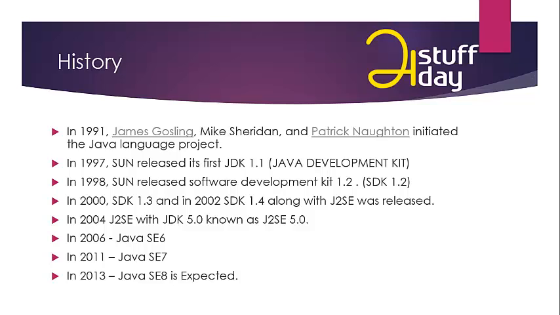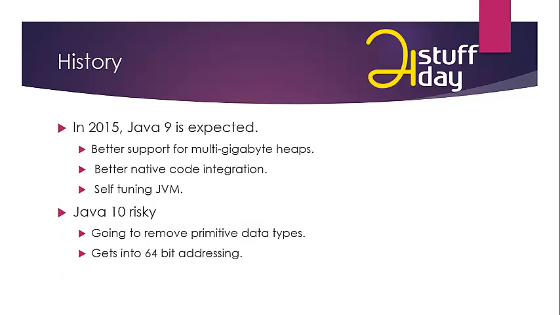What do you mean by J2SE? Java 2 Standard Edition 5.0. In 2006, Java SE 6 was developed. In 2011, SE 7, and in 2013, SE 8 is expected. In 2015, Java 9 is expected.